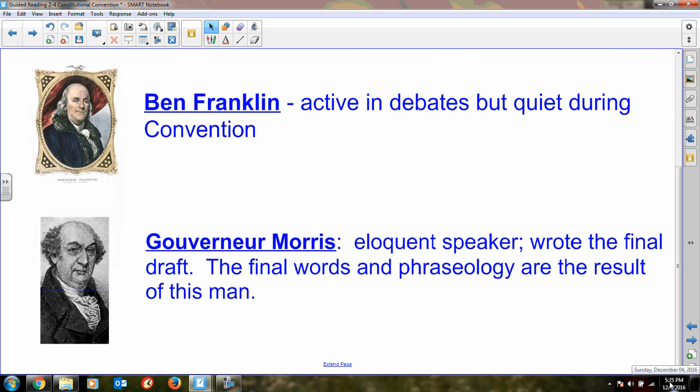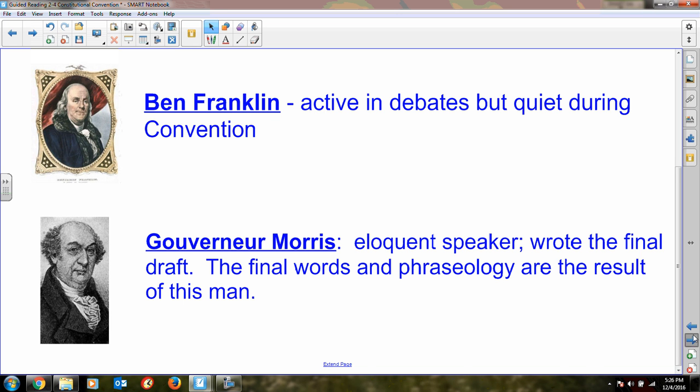Now, a name that you might not be familiar with, and you might think his name is kind of unusual, but Governor Morris was a very eloquent speaker. He is the one that wrote the final draft. So all of the words that you read as you're doing your Constitutional Convention test, you are reading Governor Morris's words. The final words and the phraseology are the result of this man. So when we say, "We the people of the United States, in order to form a more perfect union," we are reading his words. He is as much the author of the Constitution as Thomas Jefferson was of the Declaration of Independence. So we owe a debt of gratitude to this man.